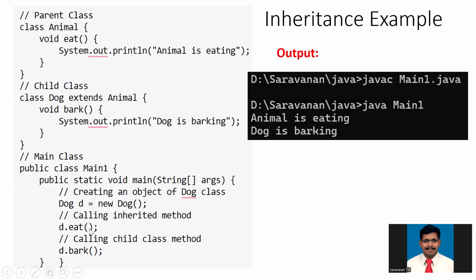It returns back to the main function and checks d dot bark. d is the object created for dog. Bark is the function available in the dog child class, so this will be executed and dog is barking will be printed. Now, this is a simple inheritance, with only a single parent class and a derived class. Parent properties are there in the children. This is the same example.